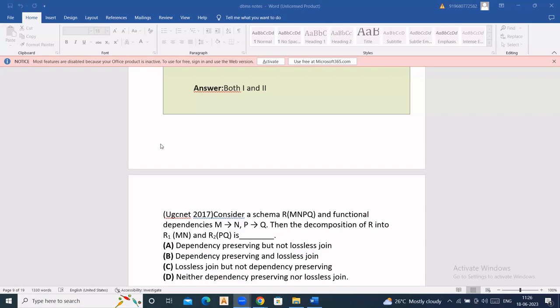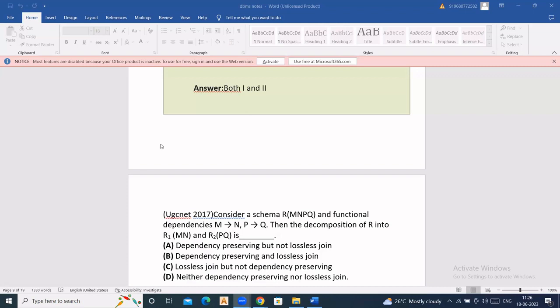Dependency. Okay. What about lossless? This is a combined question. Yeah, okay. This is lossless. So your answer is option B. Lossless. Ma'am, answer is A. Lossless. Answer was lossless. Answer B. Ma'am, answer is A.